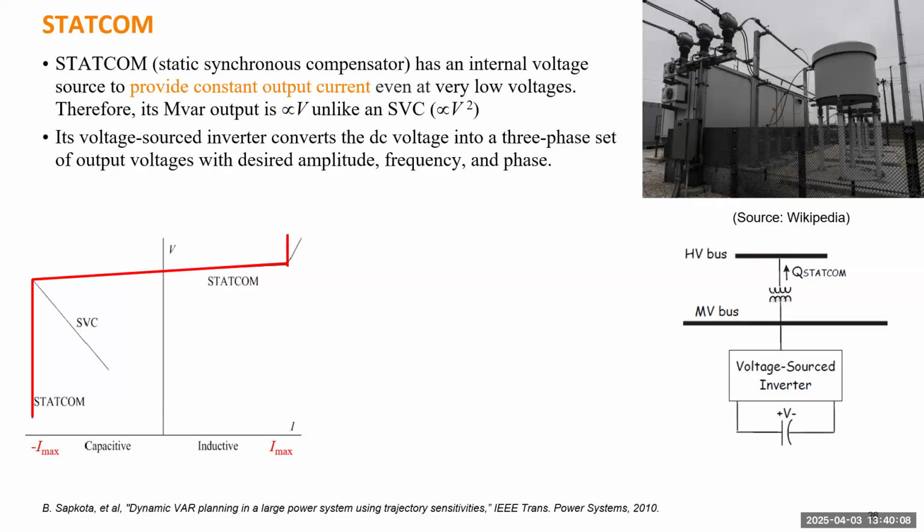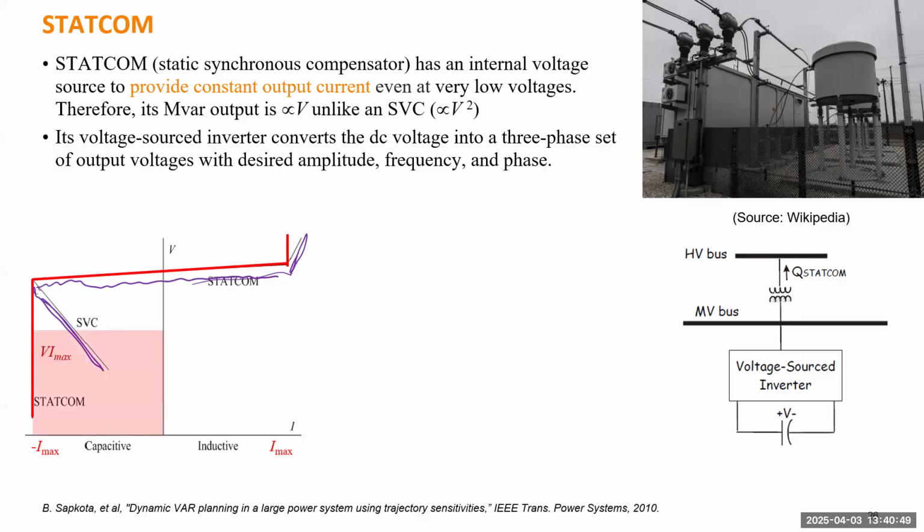So to compare with the SVC, let me highlight using a different color. So this is the SVC, right? We already explained this one. Within the operation region, it will maintain the voltage flat, but out of the region, it will downgrade to shunt capacitors. The reactive power will change as a quadratic function of voltage. But because a STATCOM can maintain constant current at the limit, it will give you more reactive power.